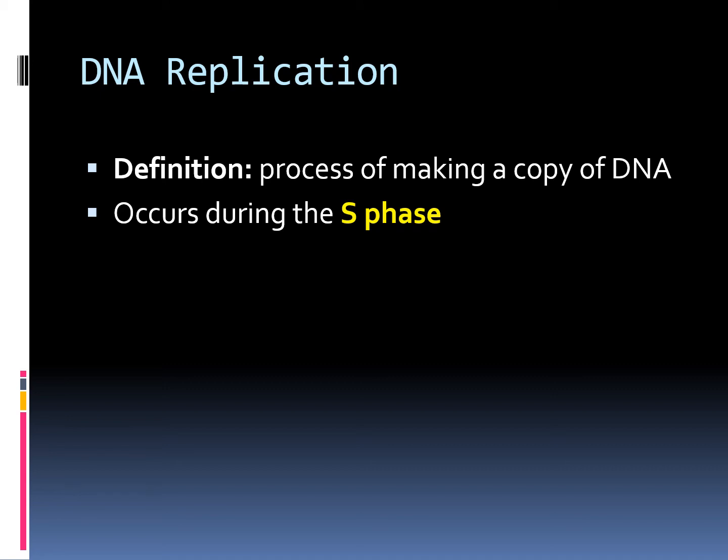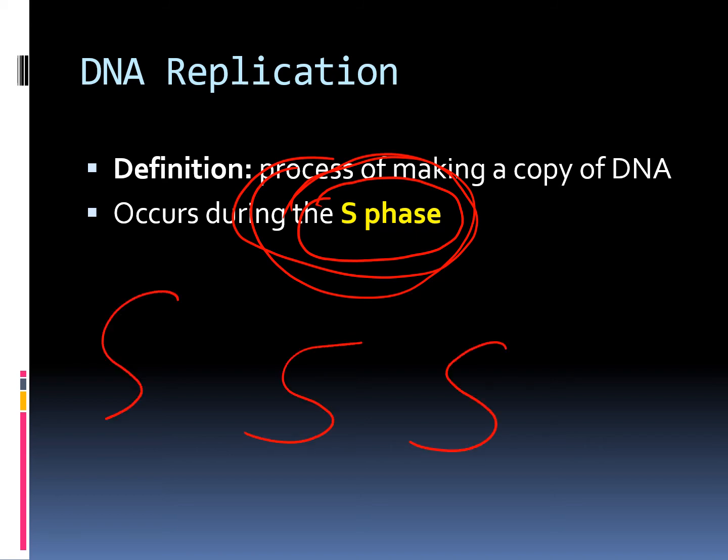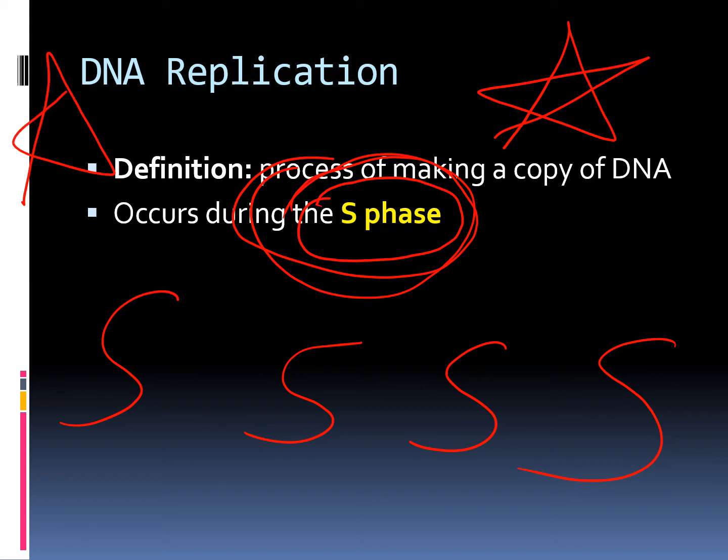So DNA replication. So this is making a copy of DNA. This is the last section. It occurs during S phase of mitosis. S phase. If this is not a hint, I don't know what will be.